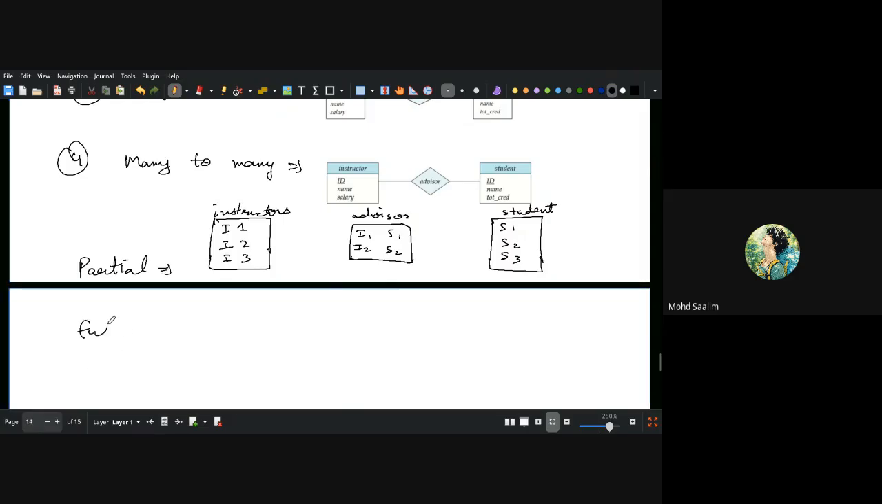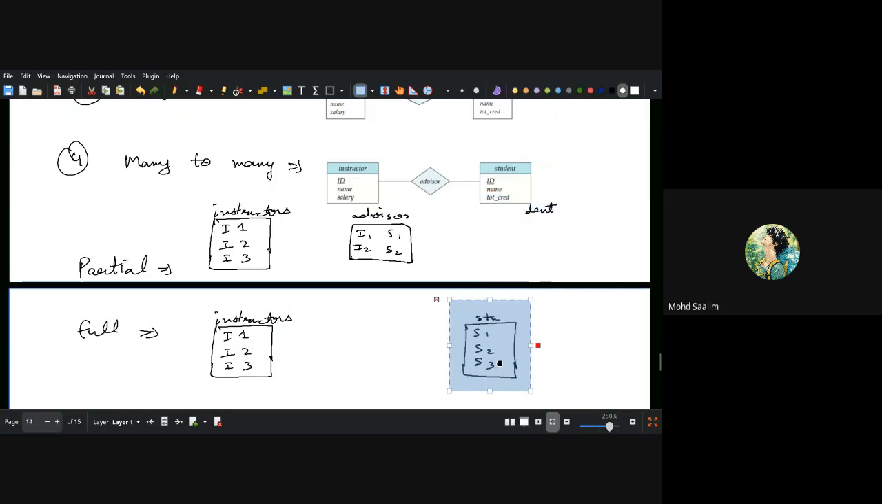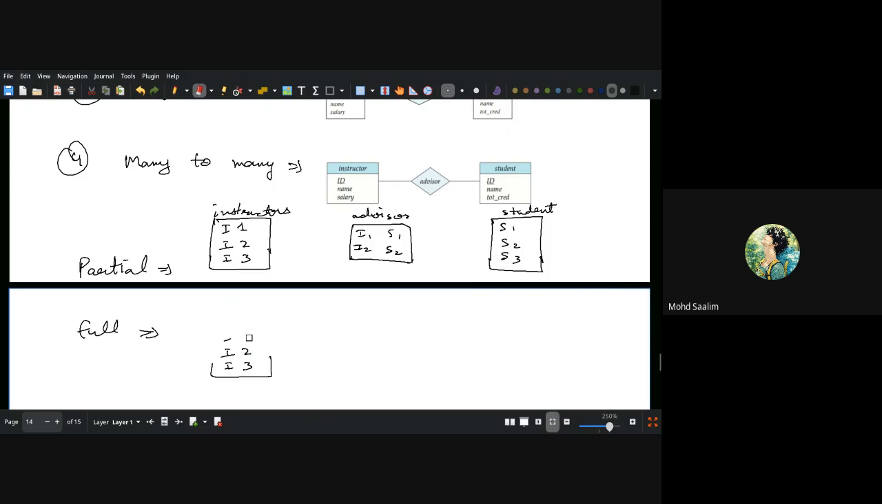And if you do full participation, for example, if I take this instructor entity again here, and if I take this student entity again, let me just draw that. Or you already have that, so I don't have to draw that again. I can just draw this relationship.